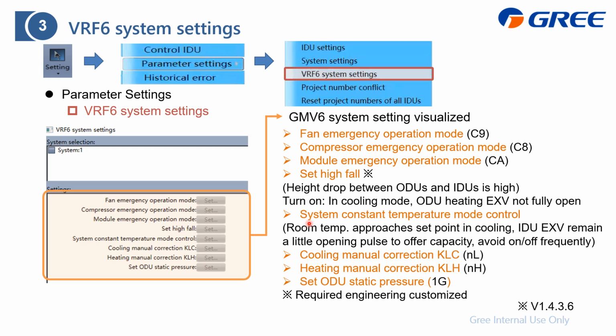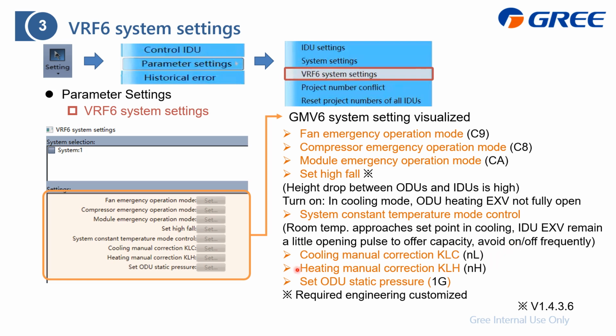As for the system constant temperature mode control, the function is also for cooling mode. When the room temperature approaches the set point and you turn off this function, the indoor unit ESV will keep fully closed, right? Because you don't need any other capacity. But when you turn on this function, the indoor unit ESV will make a little opening pulse, just to keep offering the capacity, which is the cooling, to the indoor. This is to avoid switching the indoor unit on and off frequently.